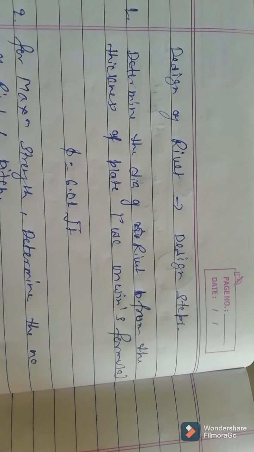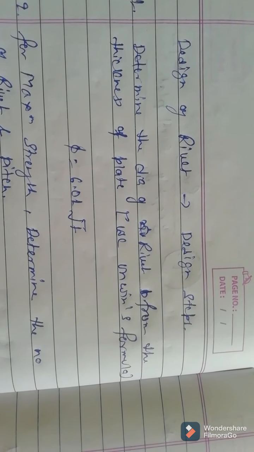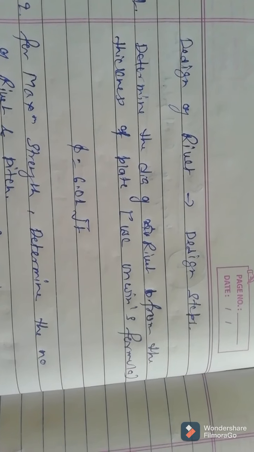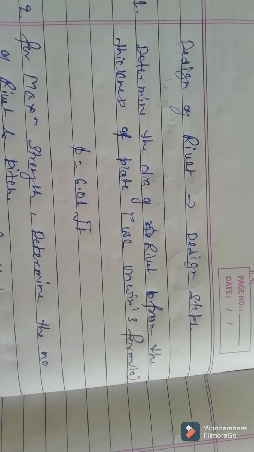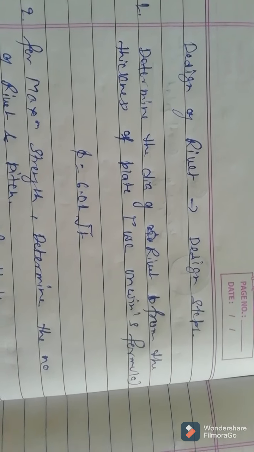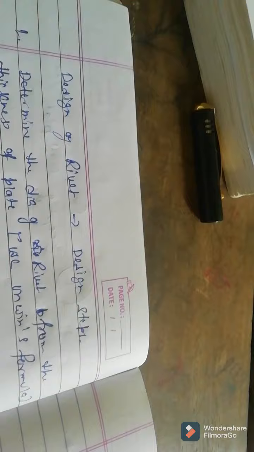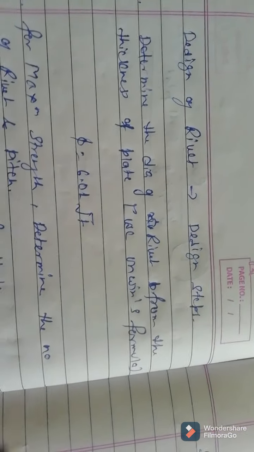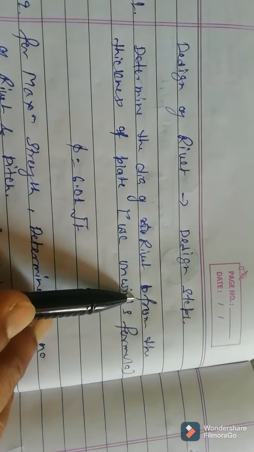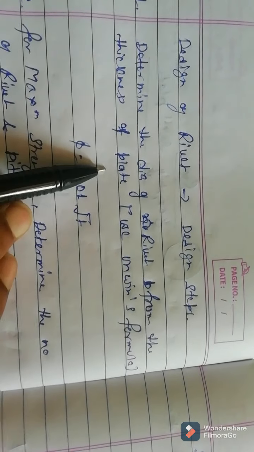So now next is the design of rivets. Perhaps we have read all these things which are used to design the rivets. Let's revise that. So now again, design steps. For design steps, the first one is to determine the diameter of rivet from the thickness of plate.